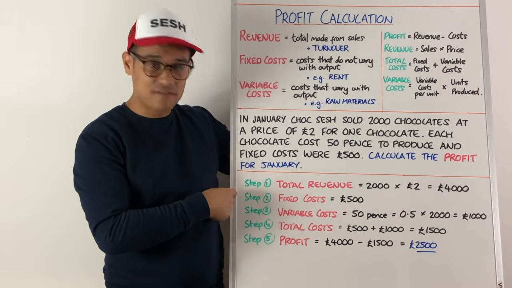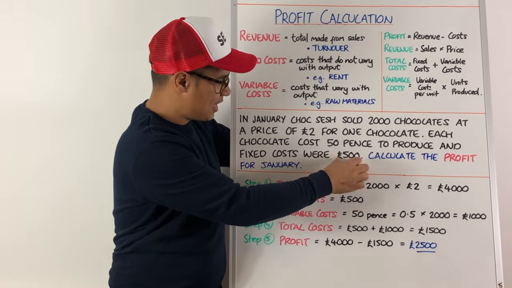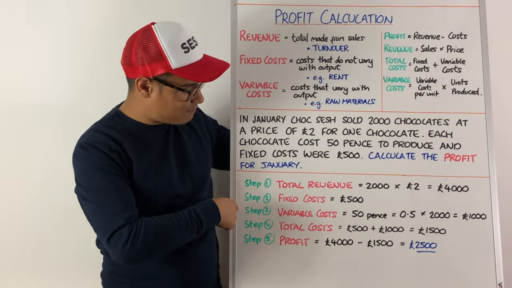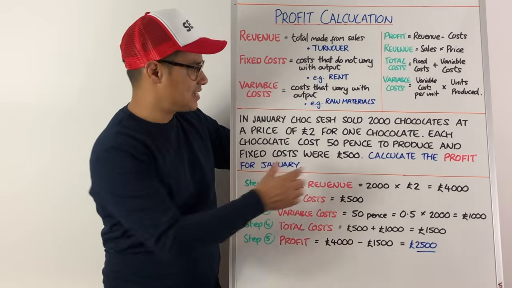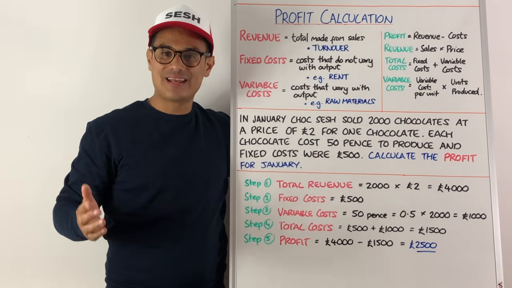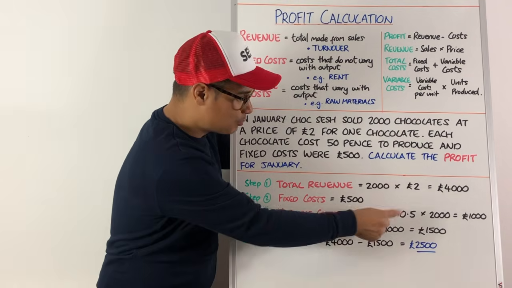Step two is we work out the fixed costs. Well, the fixed costs are given to us here. The fixed cost, it says straight there, £500. Easy peasy. Step three is we're going to calculate the variable cost. Well, the variable cost, it says it's 50 pence. Now, don't be confused by 50 pence because you're always going to calculate it in pounds. So 50 pence is just half a pound, 0.5.